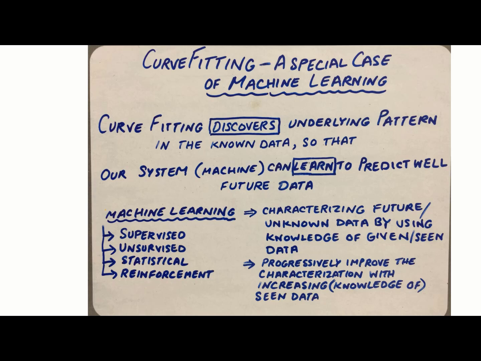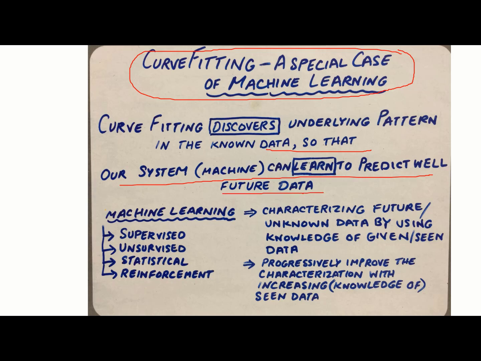Now, moving forward, this curve fitting is a special case of machine learning. It is a way to discover the underlying patterns in the unknown data so that our system can learn to predict well the future data. And that is the main problem of machine learning. It actually comes in several different flavors. We talk about supervised learning, unsupervised learning, statistical learning, reinforcement learning. And all of them find tremendous application in various fields of science, engineering, and technology.